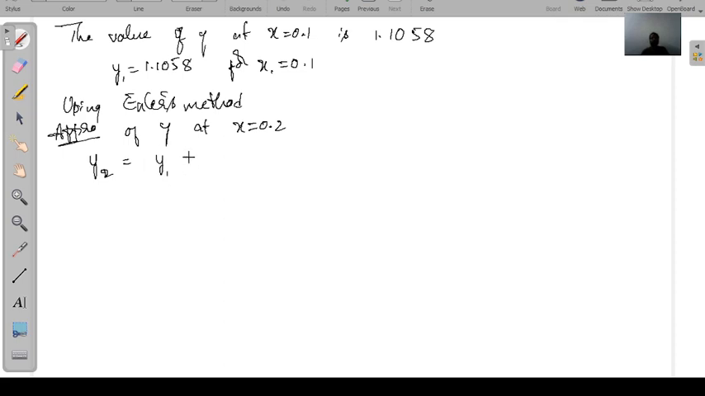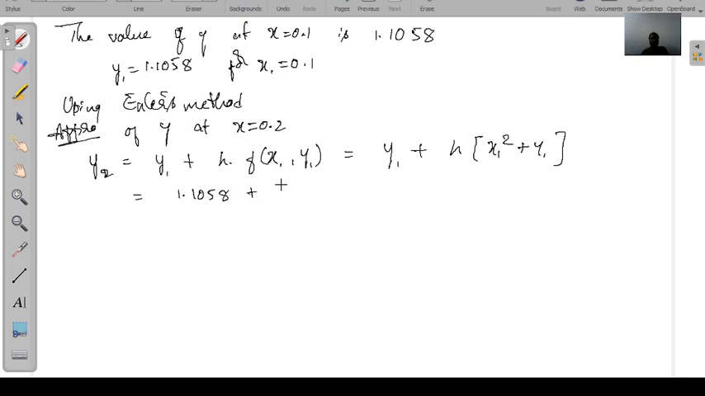y2 is equal to y1 plus h times f of x1, y1. So remember these things. There it was y0 plus h into f of x0, y0. Here it is y1 plus h into f of x1, y1, because we have taken x1 and y1 here. So substitution will be, once again, h times x1 square plus y1. So it is y1, 1.1058, plus h remains same, and x1 is 0.1 square plus y1, it is 1.1058.